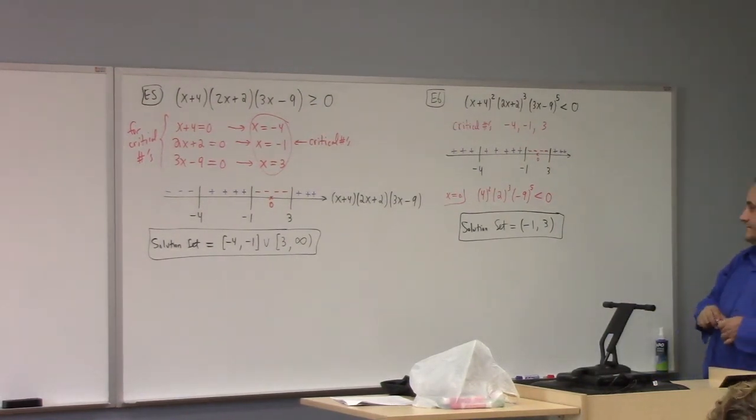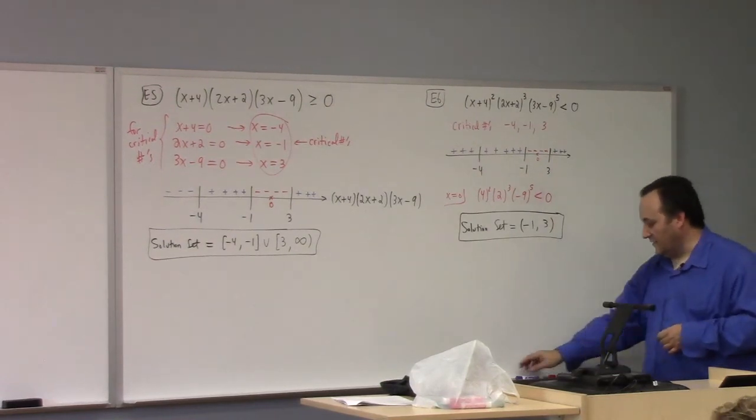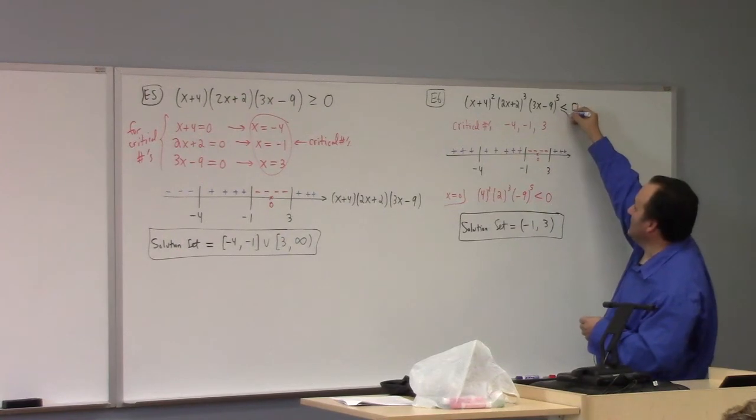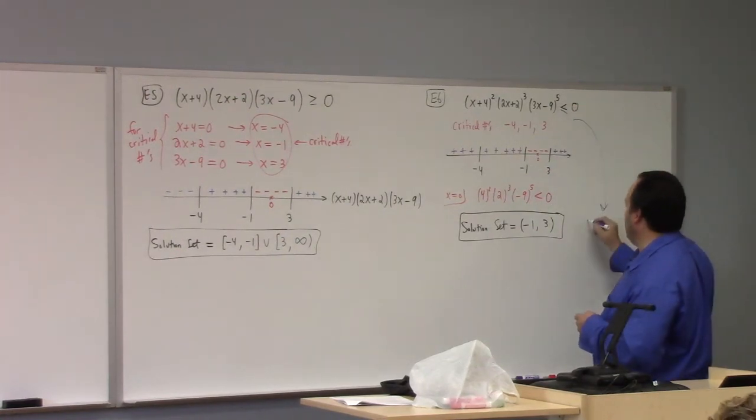Right. If you'll allow me this color coding, if I put equals here, like that, then that would change the solution set to minus 1 to 3 included.